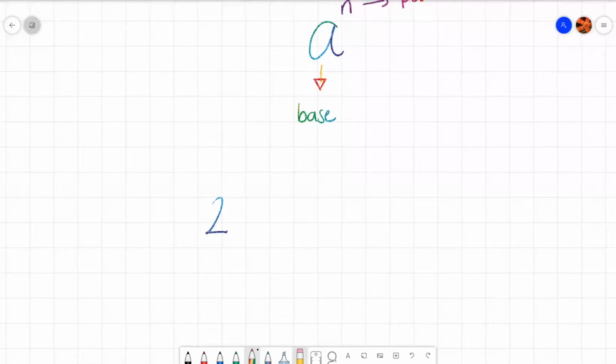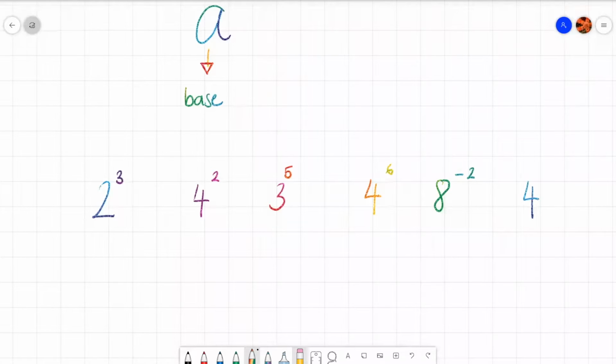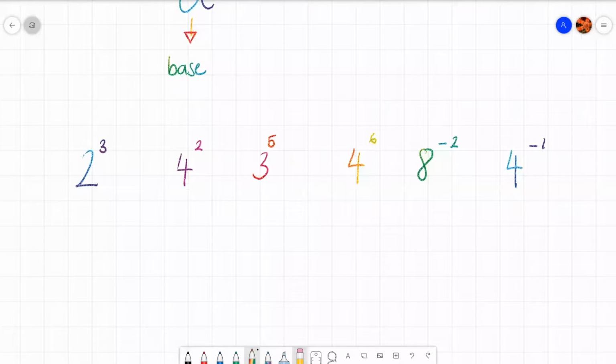You may hear or may see 2 cubed, 4 squared. You could even have 3 to the power of 5, 4 to the power of 6, 8. We can even go into negative powers, 8 to the power of -2, 4 to the power of -1, and so on. So these big numbers here, for example, the number 2 here is the base and the 3 is the power. 4 is the base and 2 is the power. 3 is the base and 5 is the power. 4 is the base and 6 is the power. 8 is the base and -2 is the power. 4 is the base and -1 is the power.